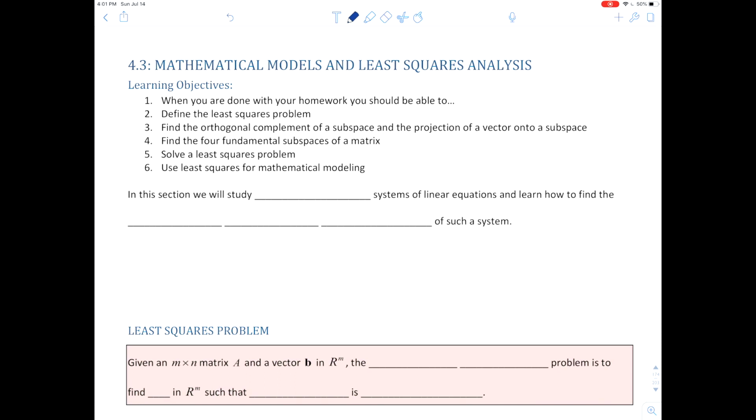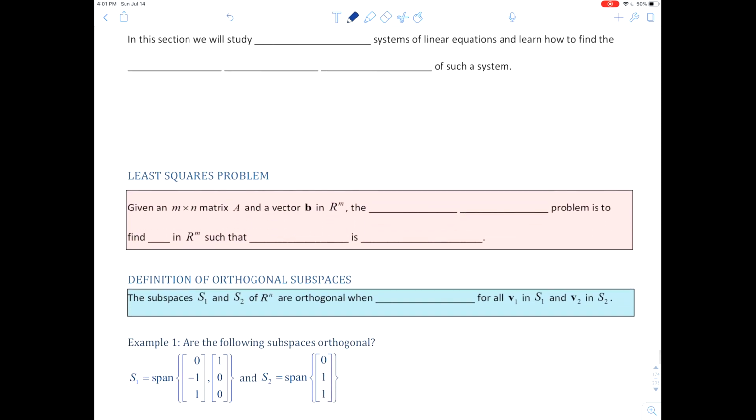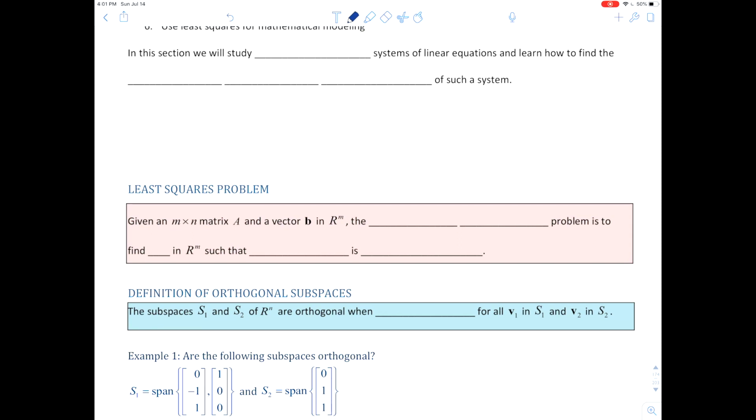So we're also going to learn a couple of other cool things that you'll need in order to understand this least squares analysis. So let's get started. In this section, we will study inconsistent systems. We've been doing a lot of study related to consistent systems, but now we'll look at inconsistent systems of linear equations and learn how to find the best possible solution of such a system.